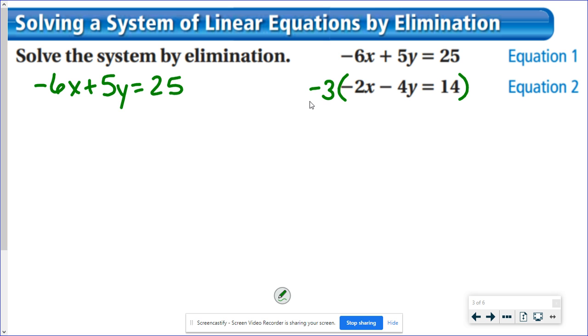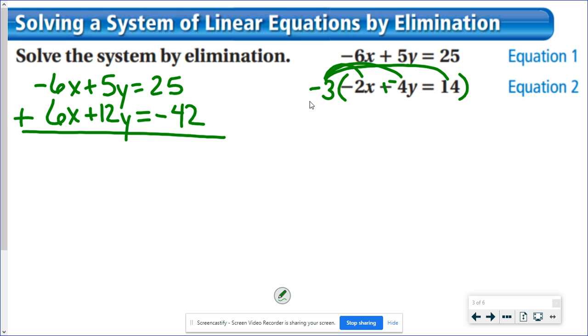The second equation, I'm going to have to distribute. Negative 3 times a negative 2x is positive 6x. That's what I wanted. Negative 3 times a negative 4y is going to be a positive 12y. And then here's the step that a lot of people forget about. I also have to multiply it after the equal sign. We've never done a distribution like that before, but we can do this. We know it's going to be a negative, and 14 times 3 should be 42.